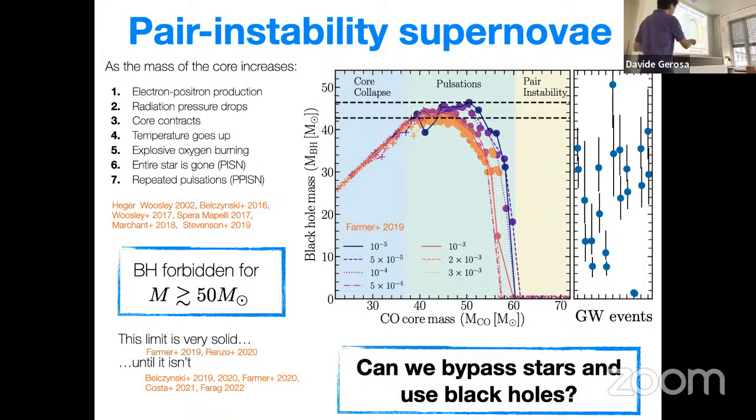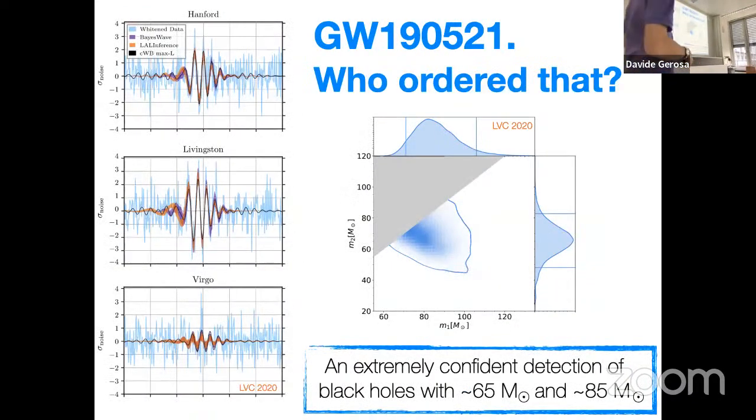And something I'll try to highlight is whether we can bypass this limit by using black holes instead of stars. So why is this interesting? Because of this guy. GW190521 was an event detected on the 21st of May, 2019. These are the signals in the three detectors. The confidence of the signal is extremely high, an unquantified number of sigmas. And so this is the data.